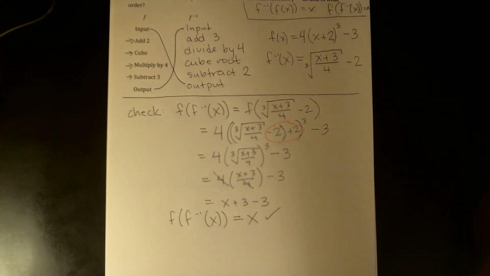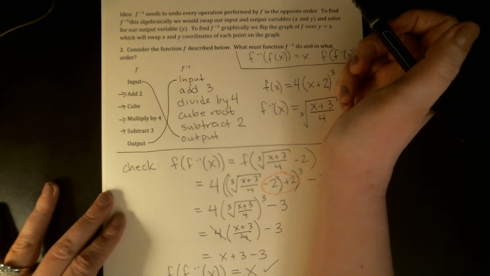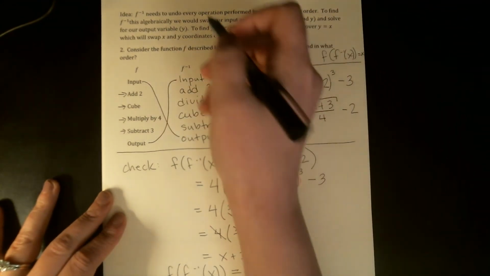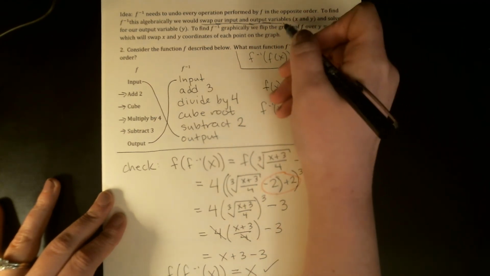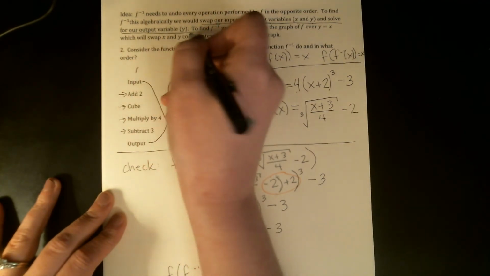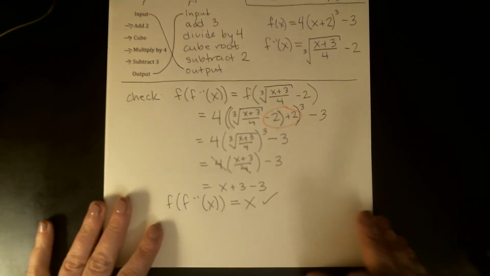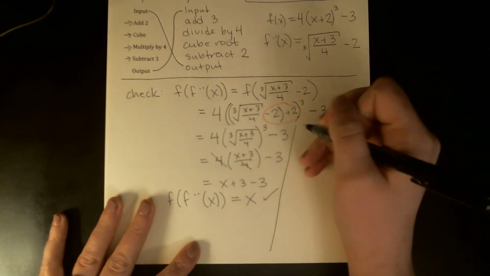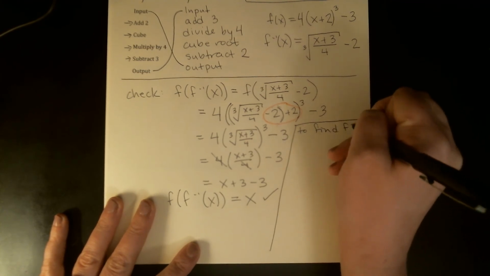So the algebra trick, and it actually says this up at the note in the top, the algebra trick for doing this instead of having to write out lists is you swap your input and your output variables, so x and y in this case, and then you solve for y. So this is the algebra trick for finding a formula for an inverse function. Let's see if I can sneak it in. I wrote kind of big, but I think I can fit it over here. So this is to actually find f inverse.